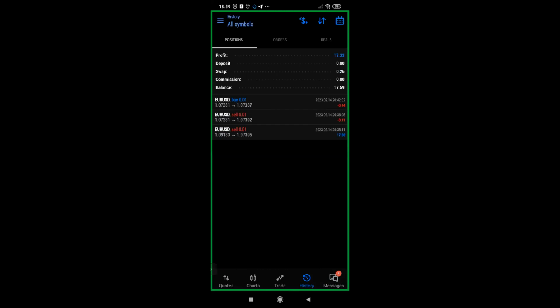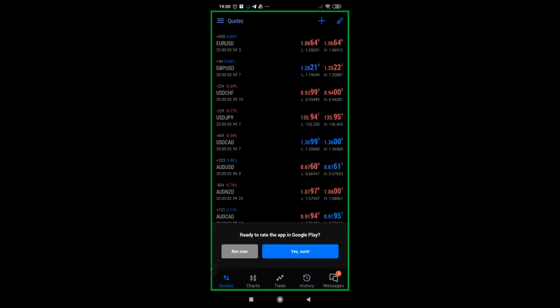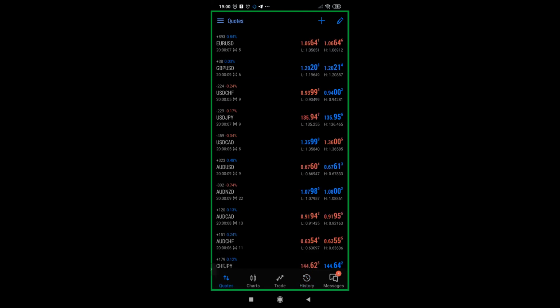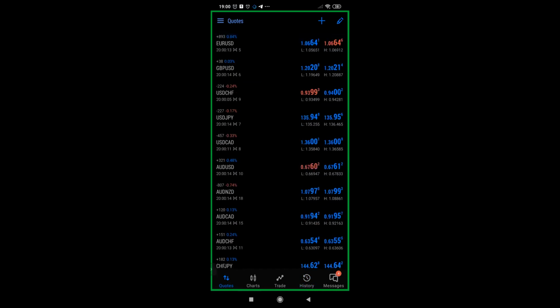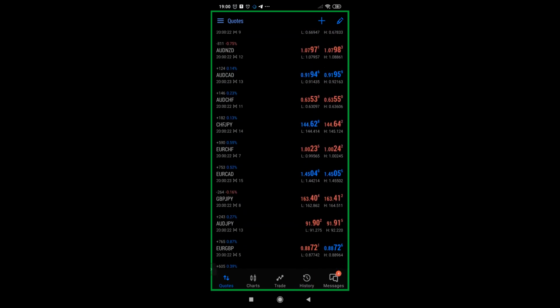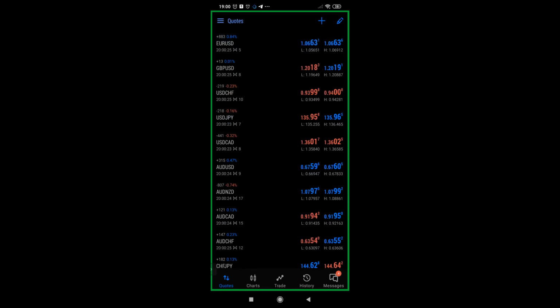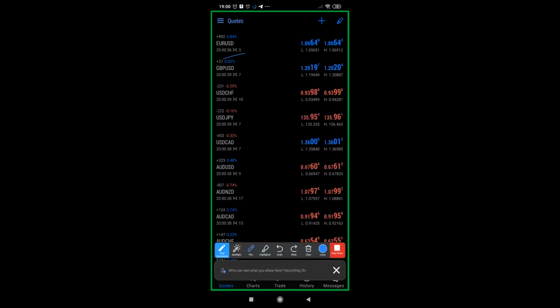All right, so now how do you open a trade on your MT5 platform? Based on the currency pair you want to trade, you come to the quotes tab here. So let's say I want to open a trade on Euro USD. Euro USD is this one at the very top here.